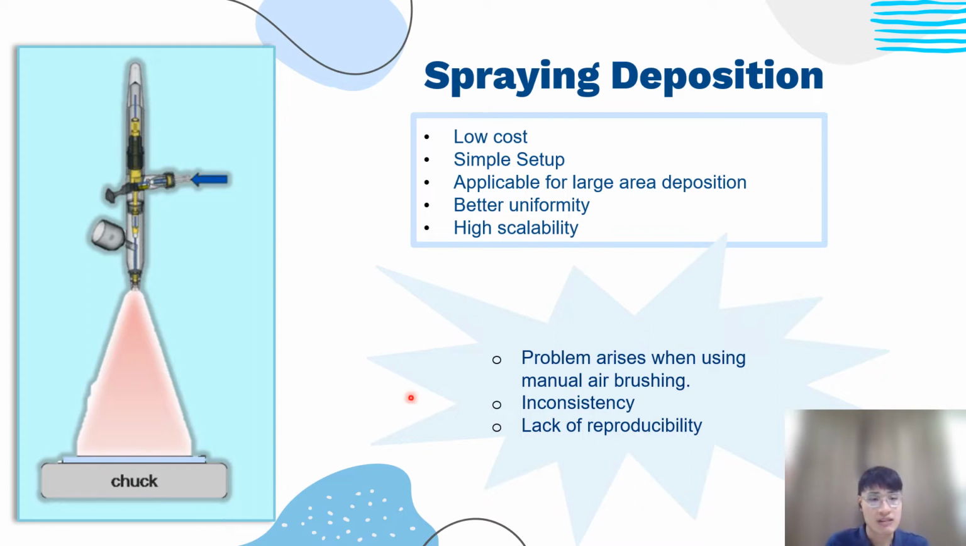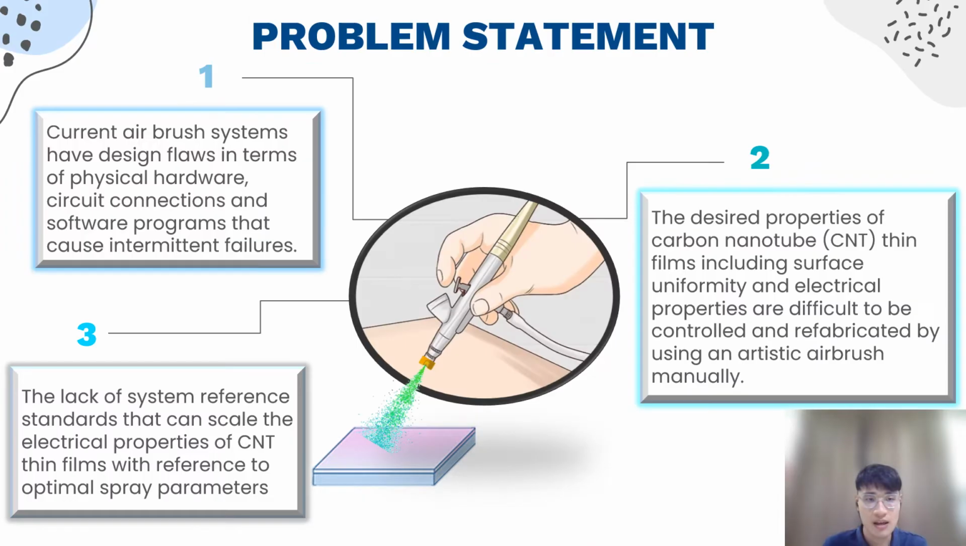However, problem arises when using manual spraying. Human error will lead to low reproducibility and inconsistency in film properties. So these are the three problem statements for my final year project.